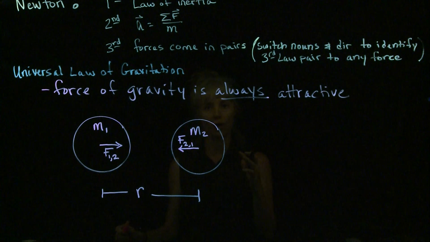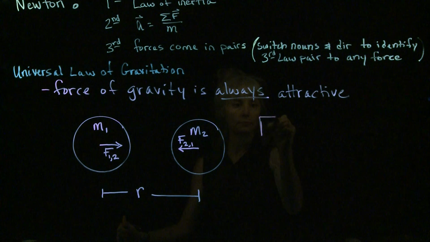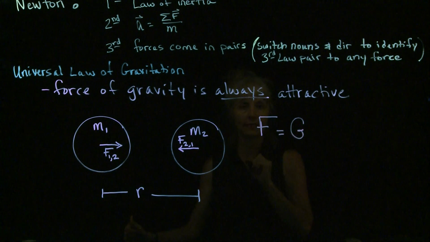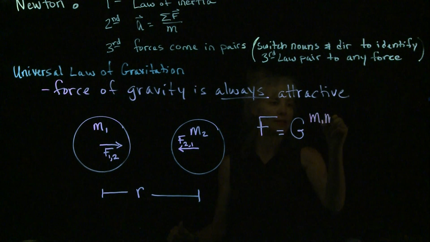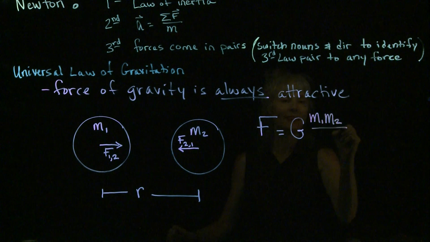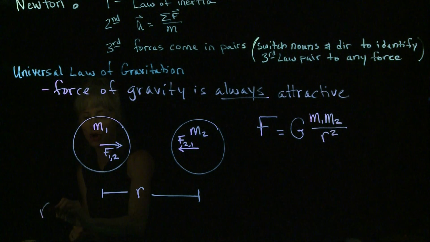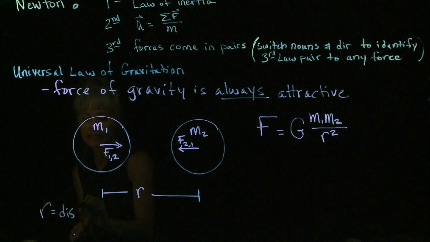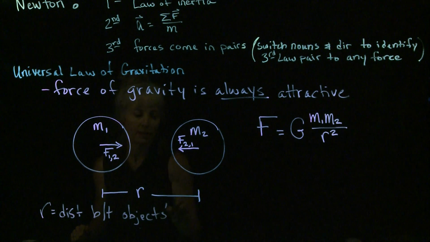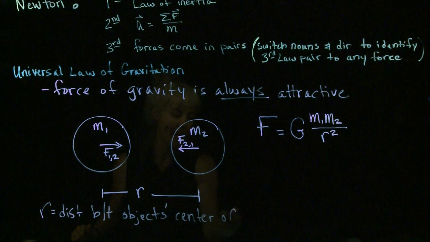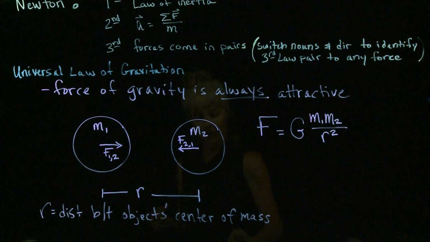Well, the magnitude of the force exerted gravitationally on one mass by another is equal to a constant, a universal constant, big G, which we'll define in just a moment, times the product of the masses involved, divided by the distance between their centers of mass squared. Notice again, R is equal to the distance between the objects' center of mass.